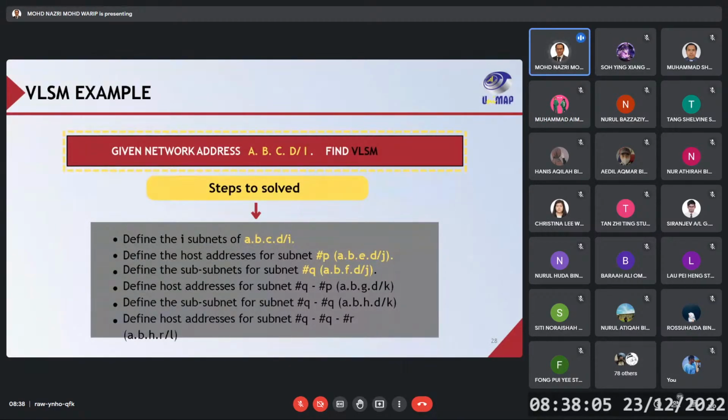Okay, and then of course for subnet Q here, can you see? Cannot see.